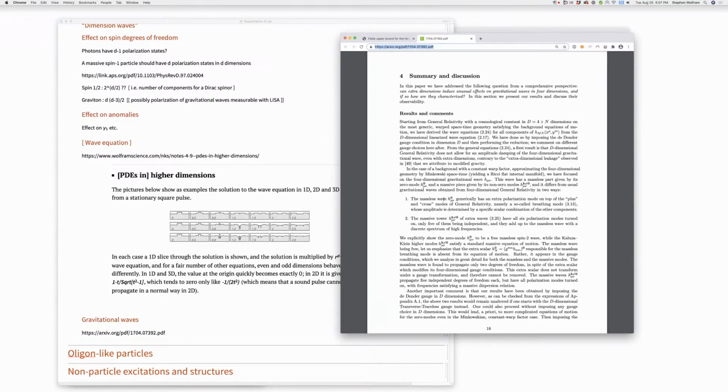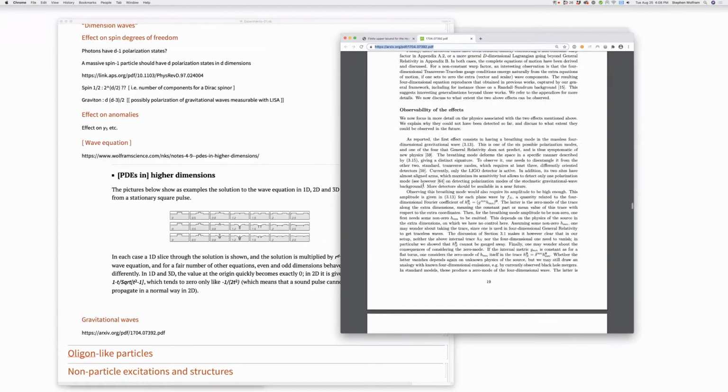Okay, massless has an extra polarization mode on top of the plus and cross modes of general relativity. The case for background with a constant warp factor approximating four-dimensional geometry. Yeah, this is what we would expect. Okay, what do they think about observability?